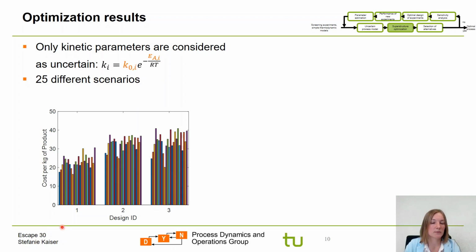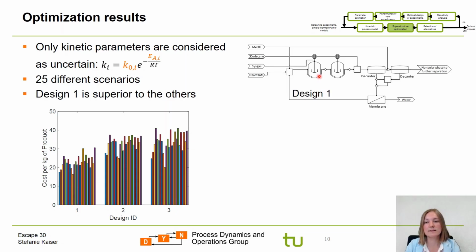So in this diagram, you can see the costs in euro per kilogram of product for the 3 best designs that were identified. And it is possible to see that design 1 is always superior to the others. Design 1 is the design where 2 reactors are used, 2 decanters, and the unpolar solvent dodecane is fed after the reaction. So here, for each scenario, which is represented by 1 bar, one can see that the costs for the design are lower for design 1 than for all other designs.